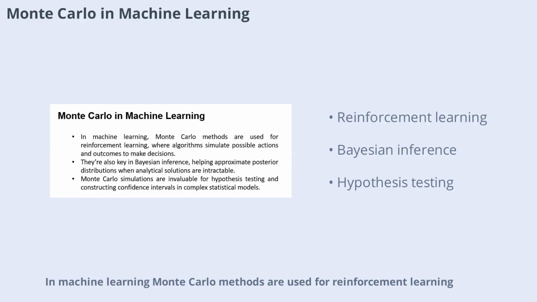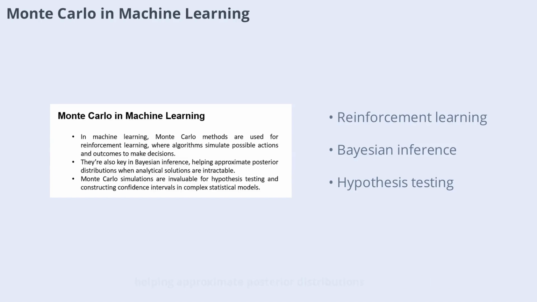calculations. In machine learning, Monte Carlo methods are used for reinforcement learning, where algorithms simulate possible actions and outcomes to make decisions. They're also key in Bayesian inference, helping approximate posterior distributions when analytical solutions are intractable. Monte Carlo simulations are invaluable for hypothesis testing and constructing confidence intervals in complex statistical models.